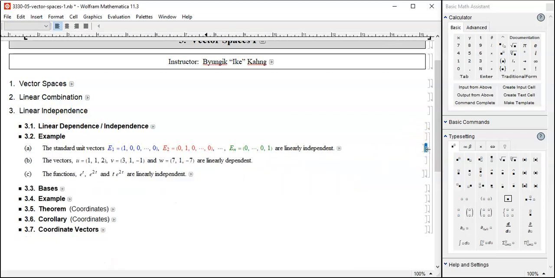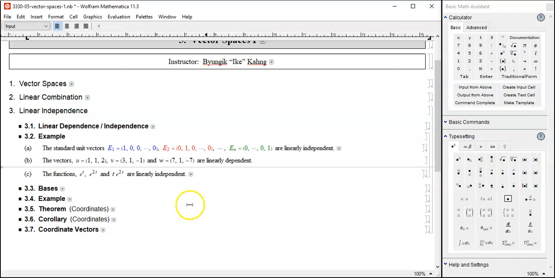Okay, how about some other examples? u, v, w given by 1, 1, 2, 3, 1, negative 1, and 7, 1, negative 7 are linearly dependent, it says. Is it possible to prove it? Well, let's see. Let's do that.